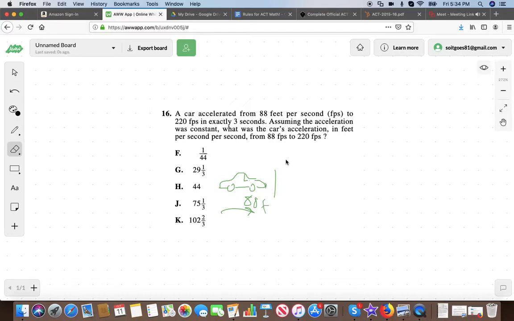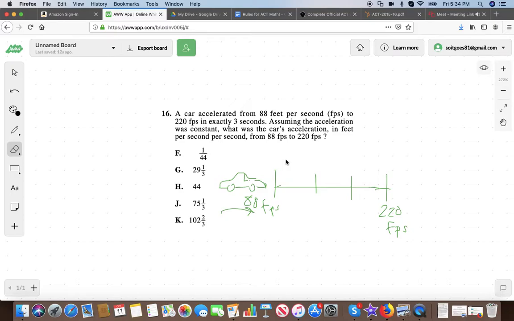88 feet, FPS, feet per second. And then it's traveling for 3 seconds. There's 1 second, 2 seconds, 3 seconds. Does that make sense? And it goes from 88 feet per second to 220 feet per second. Drawing this out is going to force you to conceptualize this question the right way. If you could draw a picture, draw a picture. It seems so simple, and it is, but it's so useful.